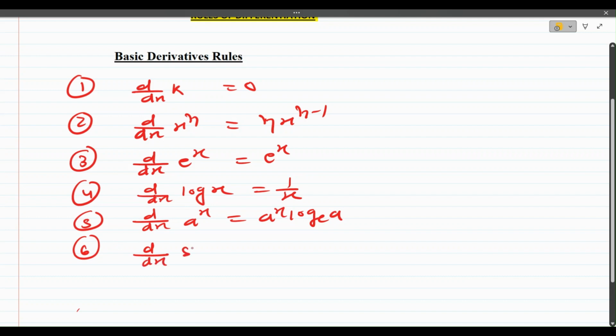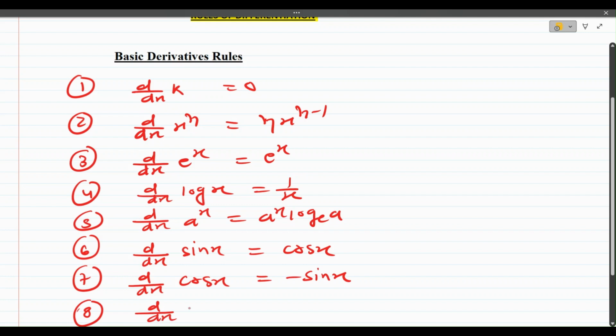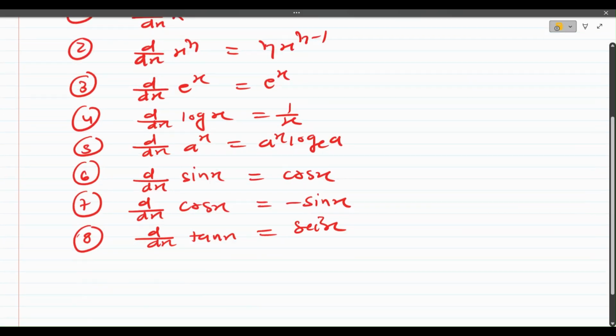Differentiation of sin x is cos x. Differentiation of cos x is negative sin x. Differentiation of tan x is sec square x. So you need to know these basic rules to apply the further rules.